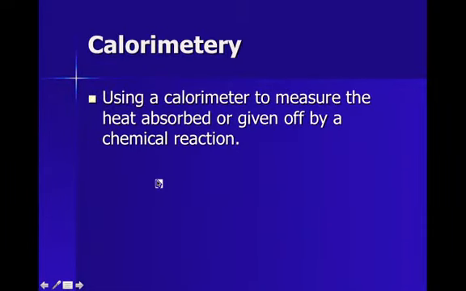Calorimetry then is how we measure with a meter calories or joules or whatever. Just like a pedometer is a meter that measures your steps, a speedometer is a meter that measures your speed. A calorimeter is a meter or a measurement device that measures your calories.